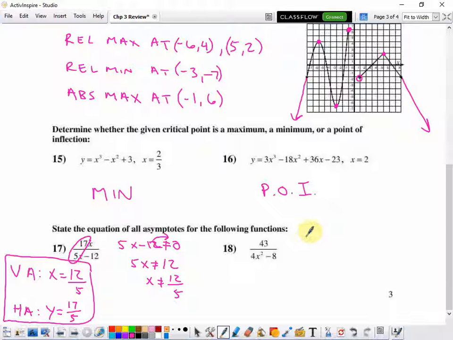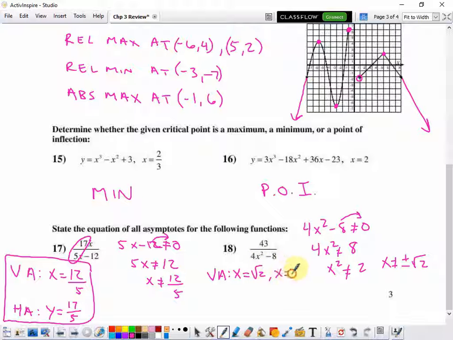And for 18, set the denominator equal to 0. 4x squared minus 8 cannot equal 0. So move that 8 over. 4x squared cannot equal 8. Divide. X squared cannot equal 2. So x cannot equal plus or minus the square root of 2. So I've got 2 vertical asymptotes. One at x equals the square root of 2. One at x equals the opposite of the square root of 2.